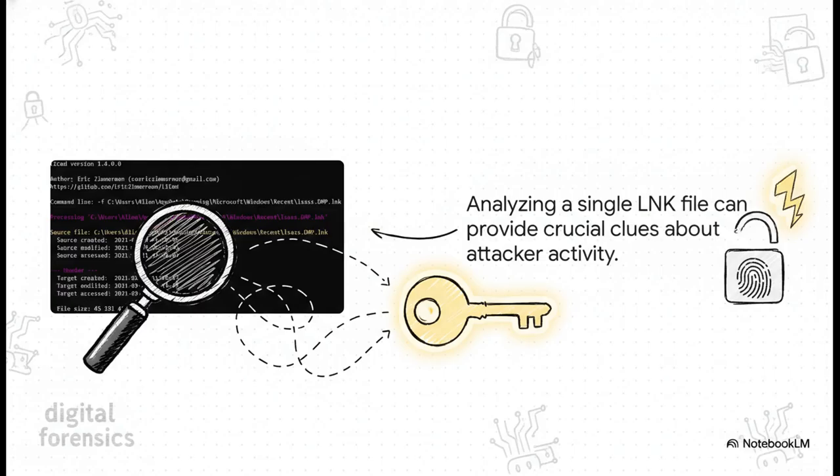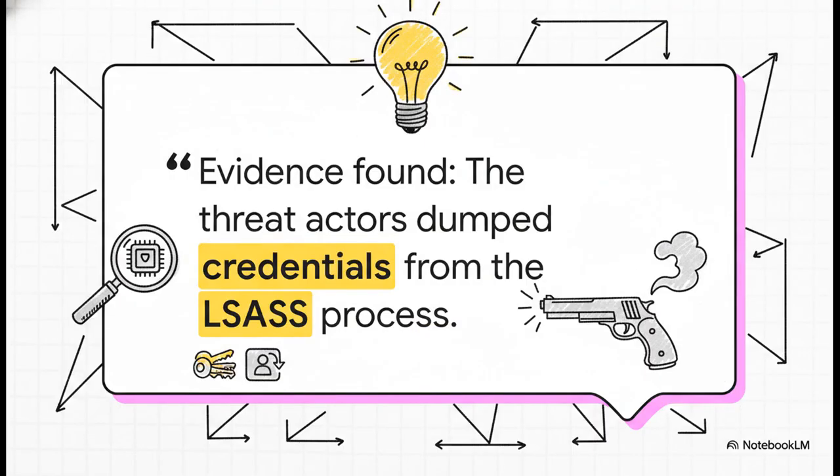Here, we see an investigator analyzing one of those LNK files. It might just look like a jumble of text and timestamps, but hidden inside is a critical piece of the puzzle. And bam! There it is, the aha moment. This LNK file proves the attacker ran a tool to steal passwords right out of a core Windows process called LSASS. That's the part of the system that handles security and passwords. In detective terms, this is the smoking gun. We now know for sure they were stealing credentials to dig deeper into the network.